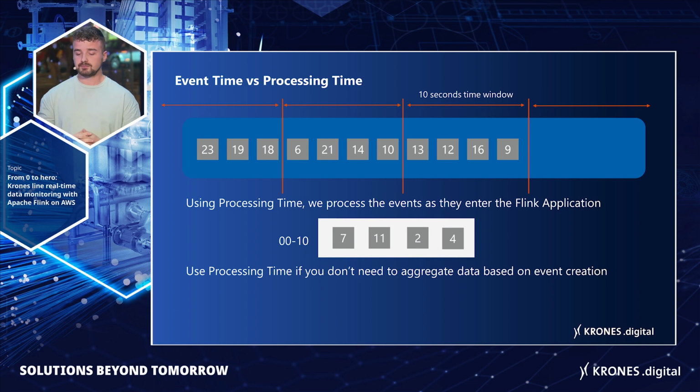So let's see this example. We see an incoming stream of records. Those are just random numbers. And those red boxes are basically windows. So we can define windows in Apache Flink.